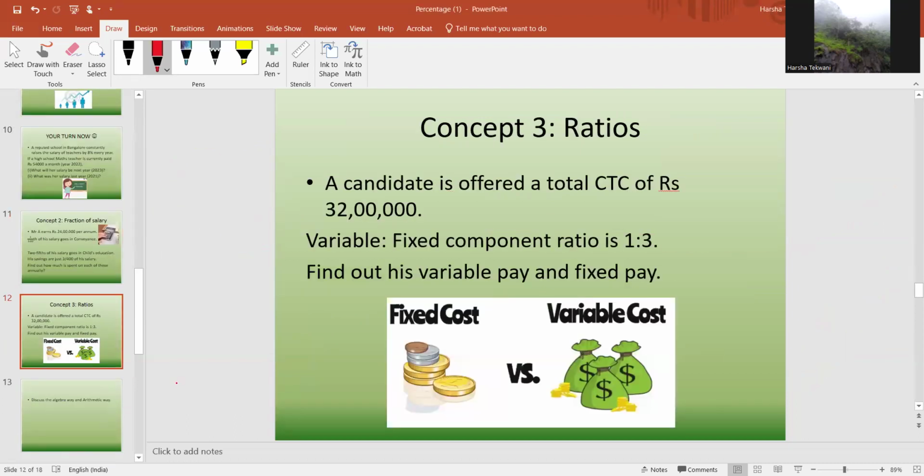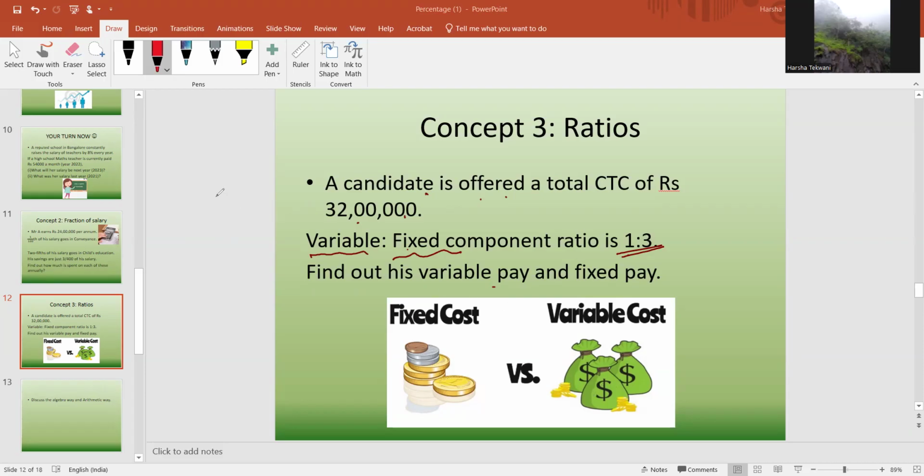Now, coming to the concept of ratios, that's also not a big deal. Ratios are simply fractions in simplest form. A candidate is offered a CTC of 32 lakhs, out of which the ratio of variable to fixed is 1 is to 3. Find out his variable pay and what is his fixed pay.